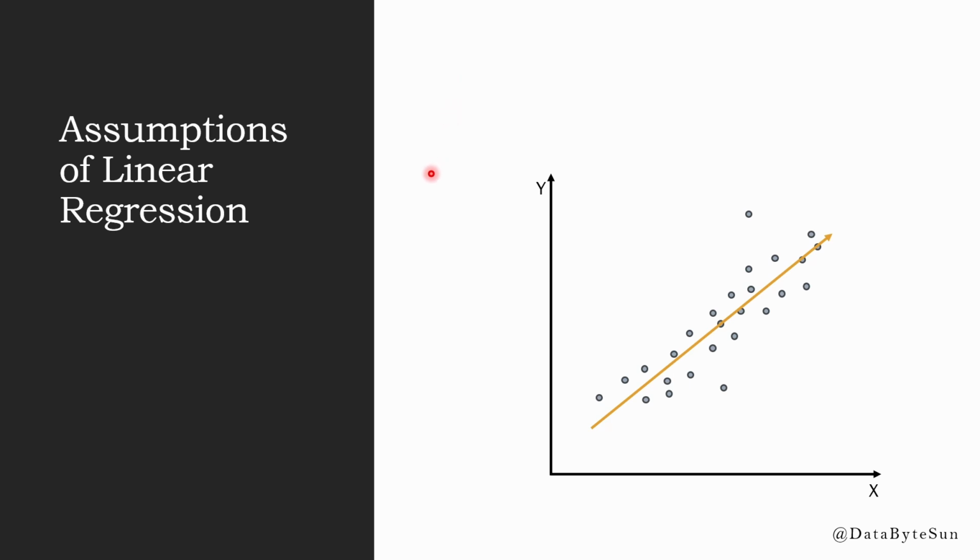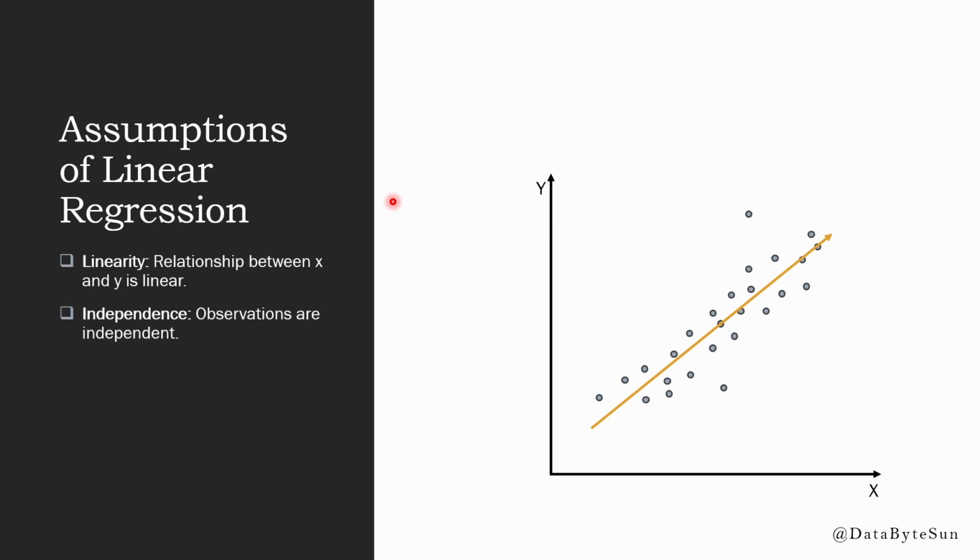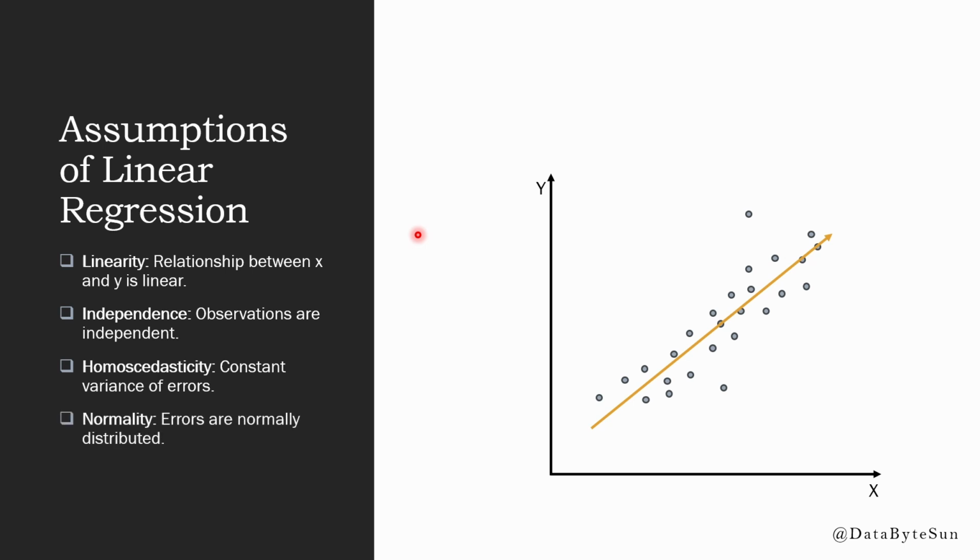Before we start predicting, let us go over the main assumptions of linear regression. First, linearity. X and Y should have a linear relationship. Next, independence, meaning each data point should be unaffected by others. Then there is homoscedasticity, which just means the spread of errors is consistent. And finally, we assume errors are normally distributed. Let us take a closer look at each assumption.